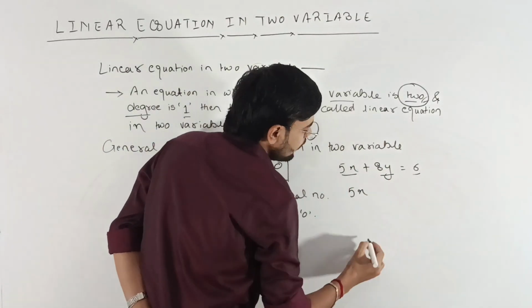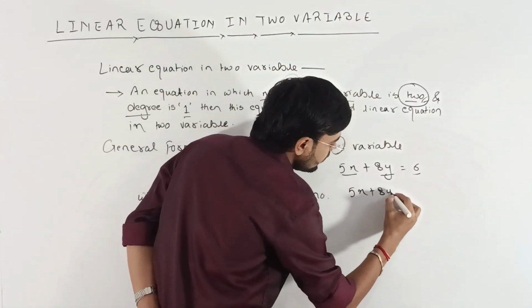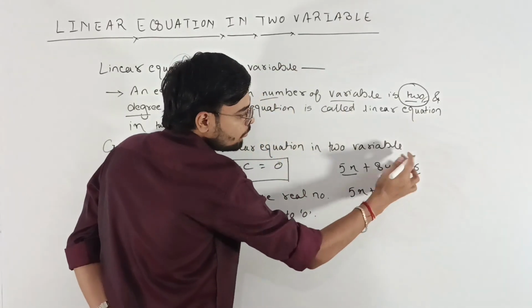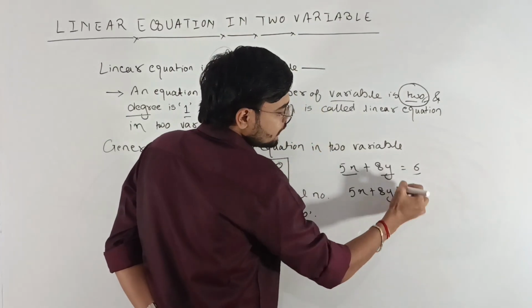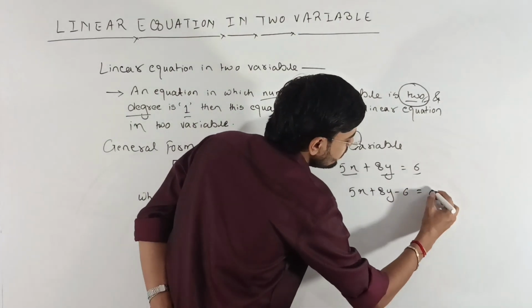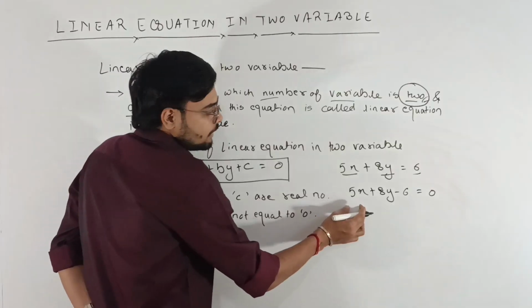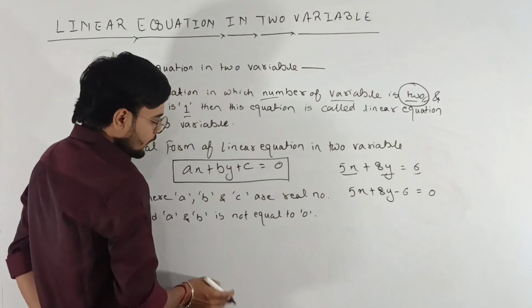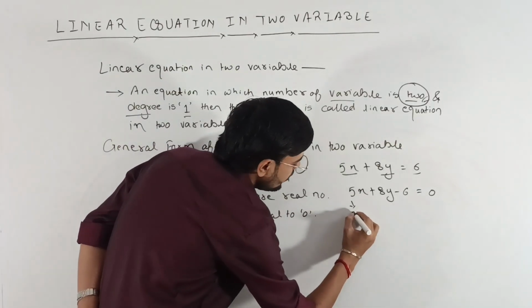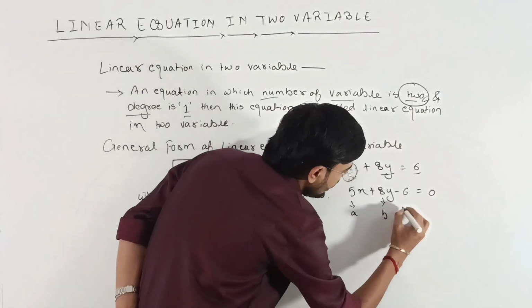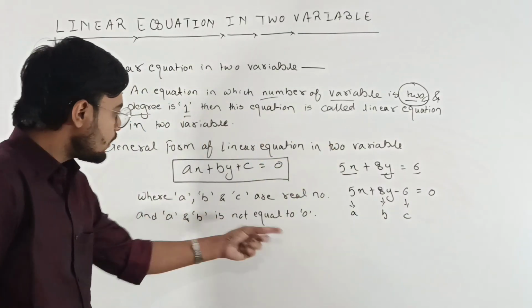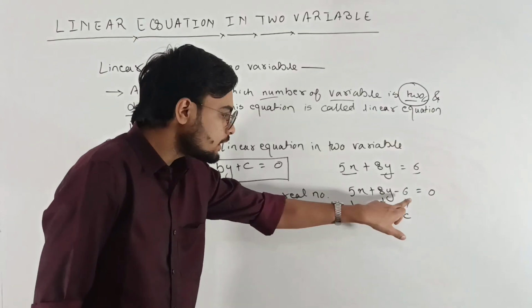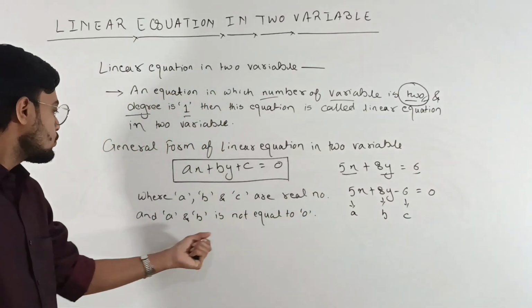So let us convert to general form. I write 5x plus 8y. Now this 6 moves to the LHS and becomes minus 6, so 5x plus 8y minus 6 is equal to 0. Now this linear equation is in general form. Here 5 is a, 8 is b and 6 is c. Now a, b, c are real numbers: 5 is real, 8 is real, and 6 is real.